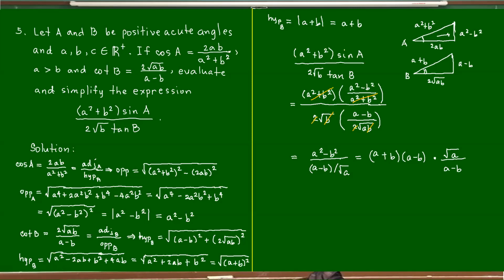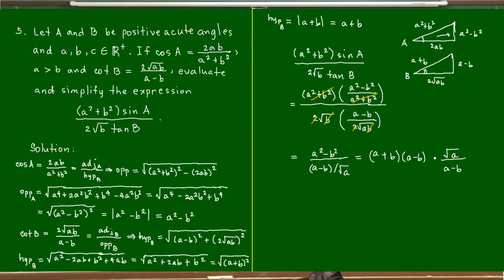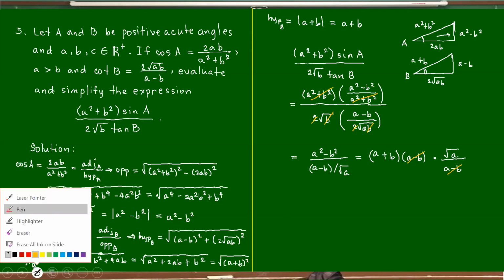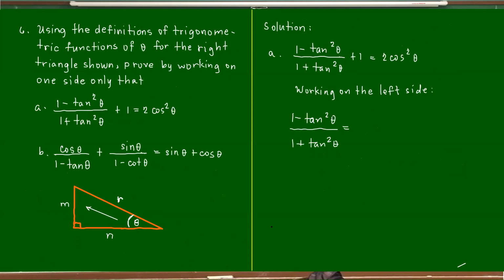Okay? So this can now be further simplified. So finally we have A plus B times the square root of A. Okay? So that's the value of that expression. Is that clear, guys? So, okay. So let's have number 6.